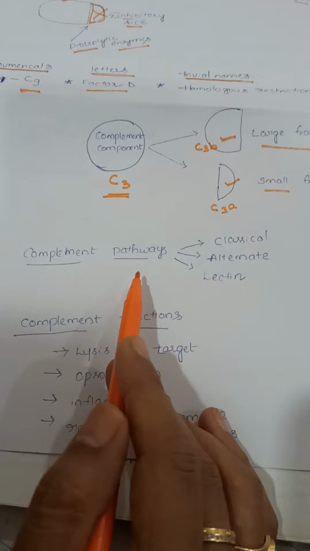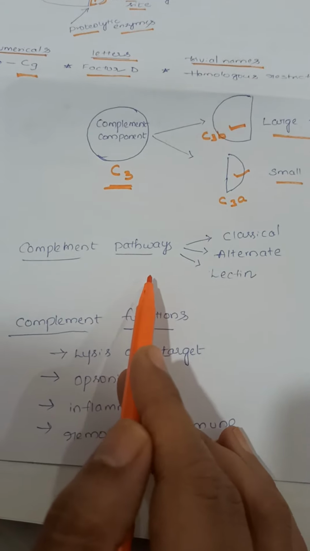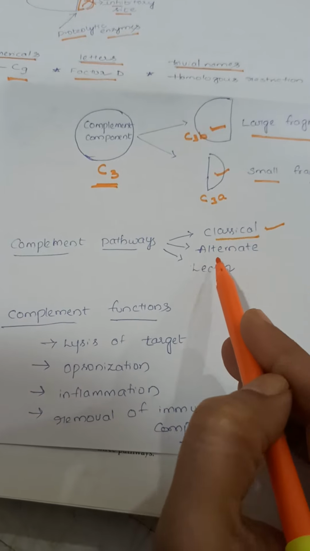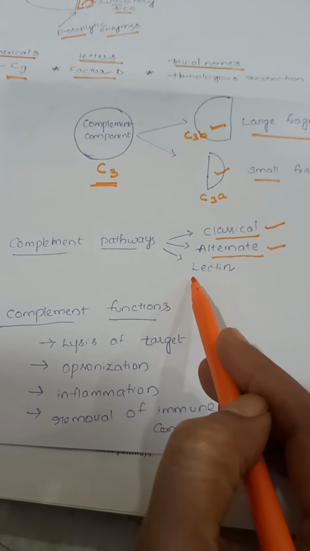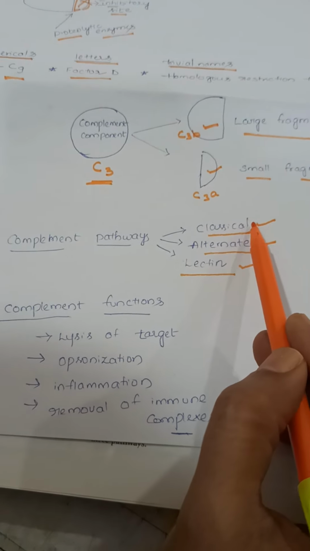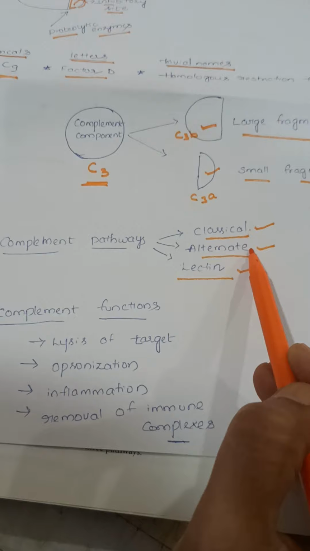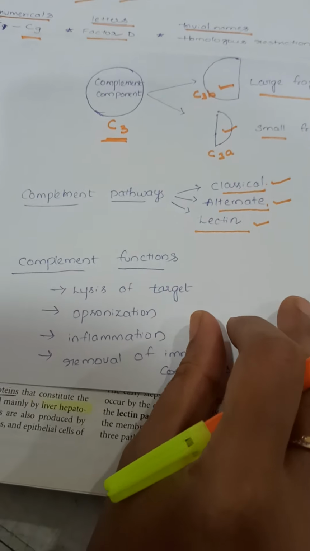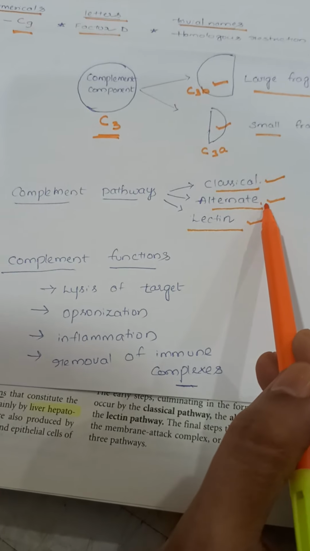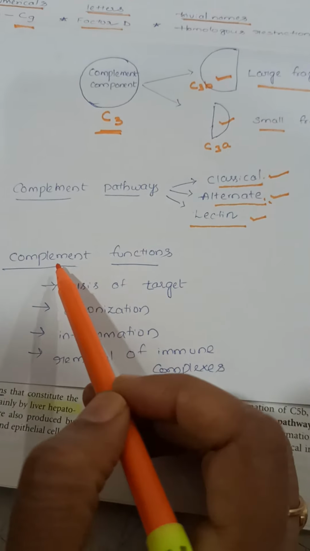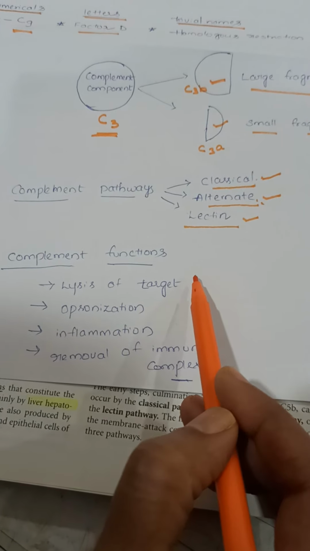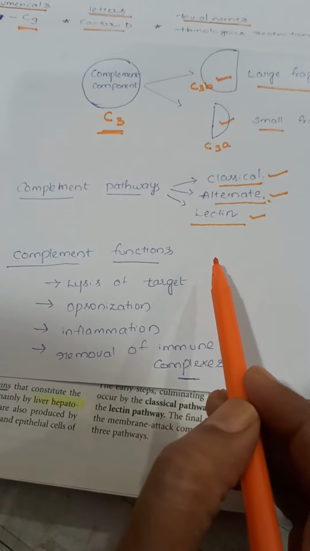This complement is activated, and it will function in three different pathways. One is the classical pathway, the second is the alternate pathway, the third is the lectin pathway. However, in the syllabus we have the classical pathway and the alternate pathway only. Before talking in more detail about the classical and alternate pathways, let us first talk about the functions of this complement. The functions of complement are of four important aspects.